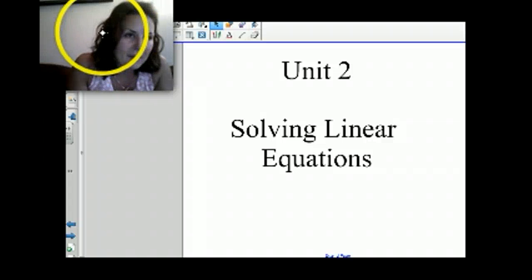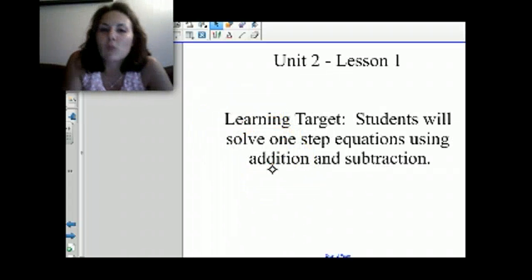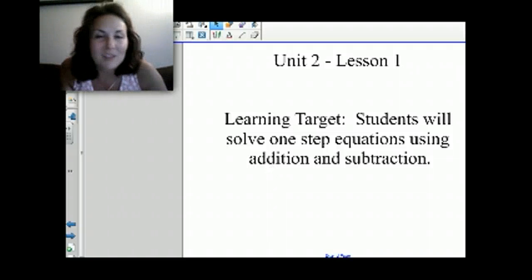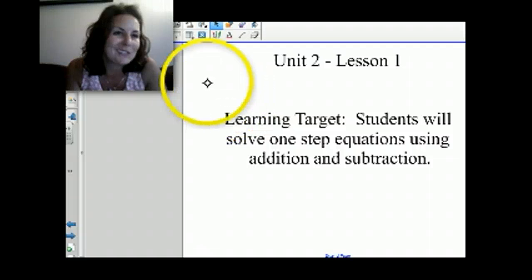Alright, let's do it. Have your notes out. So, Unit 1, Lesson 1. Today our learning target, we're going to solve one-step equations using just addition and subtraction. So, now that we're solving, we're not simplifying, we're not evaluating, we're solving. So the new thing in Unit 2 is you're going to start seeing equal signs.